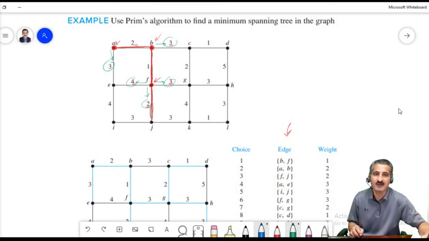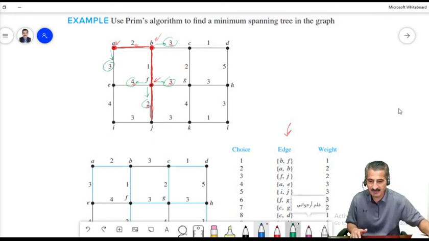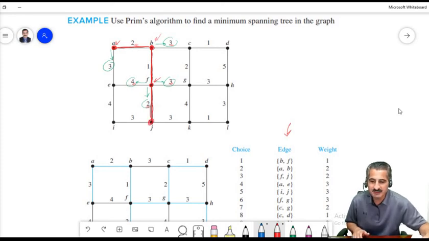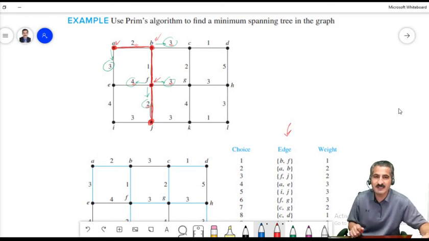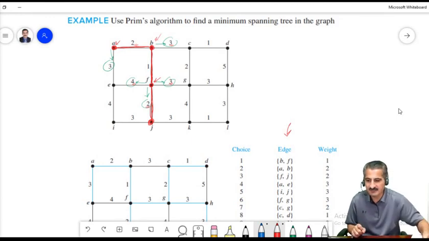So I have eyes on A, B, and F, and I found that this is the smallest, and then I will take it. So G has joined the tree. And now I will have my eye on G. That means I am standing on G and looking at the edges, and I see there is an edge incident to G which has weight 3, and this one also has weight 3.